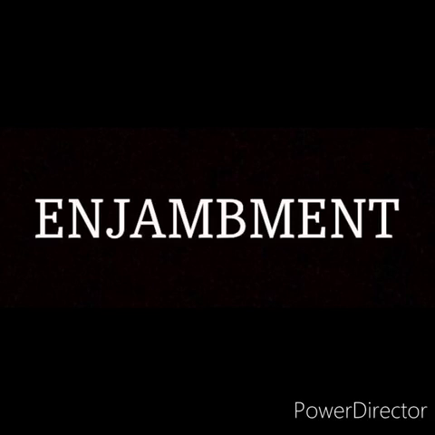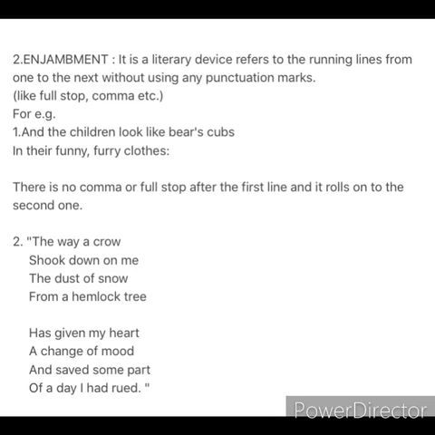Now the second poetic device is enjambment. It is a literary device that refers to the running of lines from one to the next without using any kind of punctuation marks. It means no full stop, no comma, etc. If we read out the poem, you'll find that the first line is done, but no punctuation mark was there. Then second line, third line, and only at the end of the poem you'll find a punctuation mark.